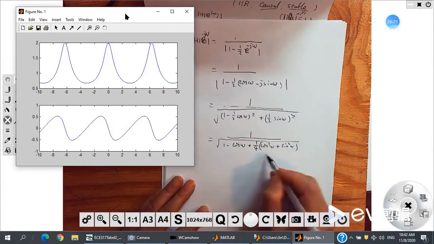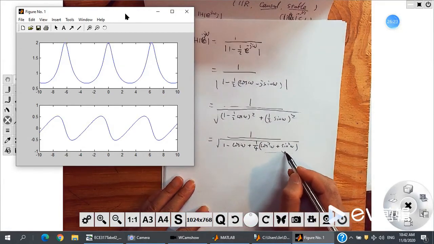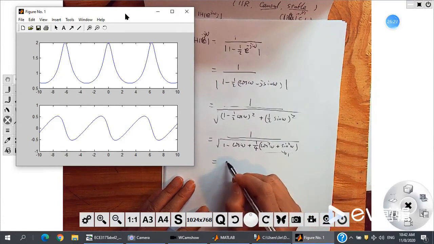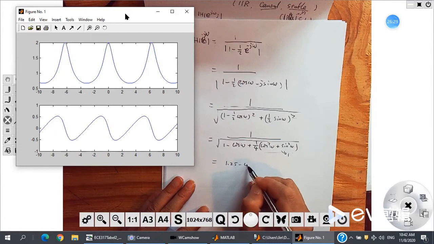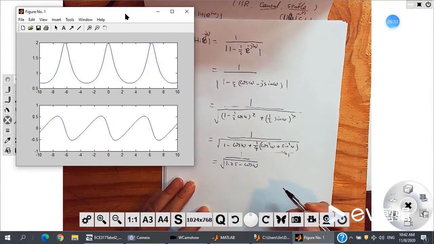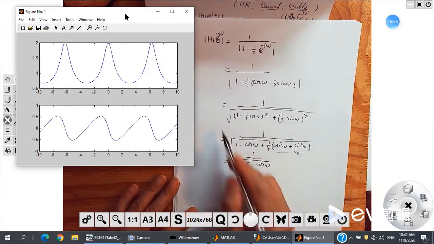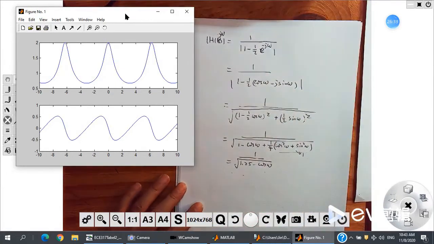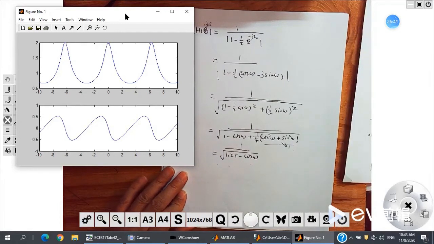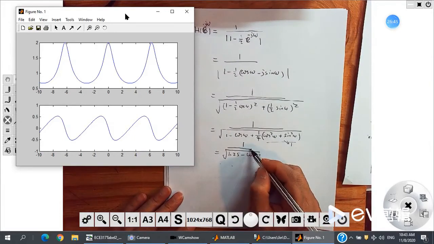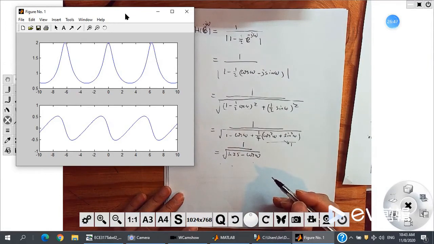Okay, so this is just 1, right? This is 1. So I have 1 plus 1/4, 1.25 minus cosine omega square root 1 over 8. So we have it just like this, right? The magnitude is just like this. If you want to calculate more, no more, just like this, right? Can make it more simplified. That's it. Then the angle.